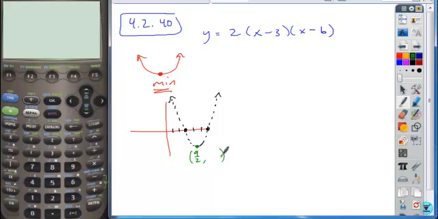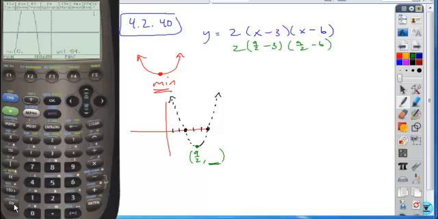So you know that your vertex has an x-coordinate of 9/2. So really, if you took this function and you plugged in 9/2 for x, and solved, you would get your value. Okay, so in this particular case, probably just as easy to have gone through, entered this in your y editor, 2 times x minus 3 times x minus 6.